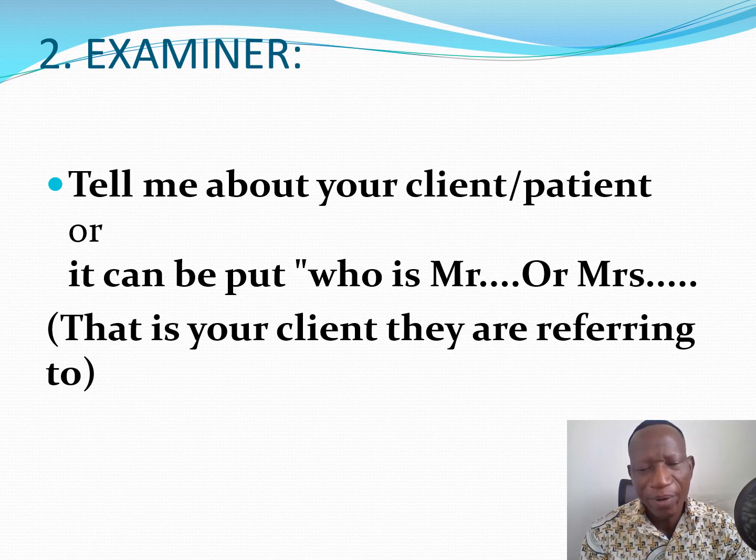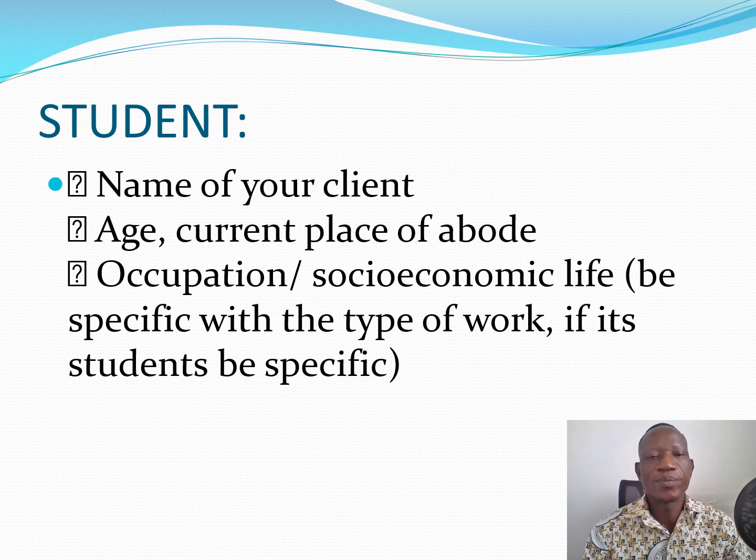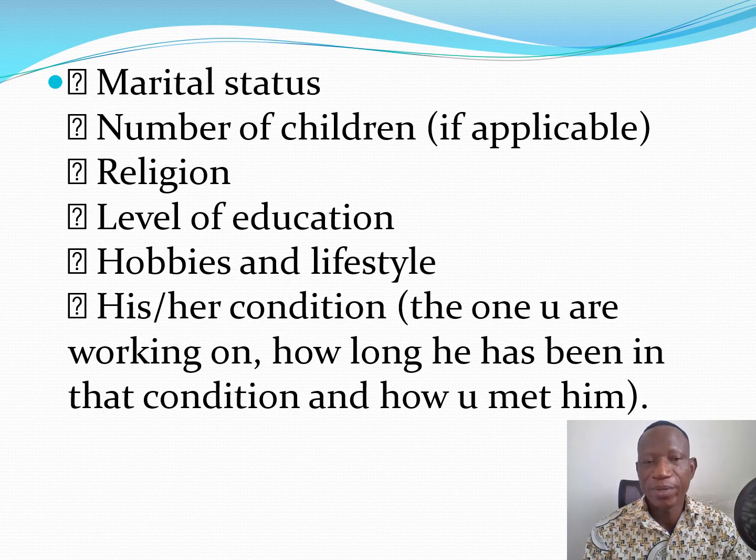They can ask you, can you tell me about your patient or your client? Or someone asks, who is Mr. AA, Mr. AB? They are referring to the client or patient you worked on. So you need to know much. As a student, you need to be able to tell the name of the client. If it is a matter of confidentiality and you don't need to mention the patient's name, you can use the abbreviation, Mr. AB, Mr. AZ. You should also mention the age of the patient, and the current place of abode where the client is staying. The occupation, the socio-economic lifestyle, that is the kind of work the person does. You should also be able to tell them whether the person is married, the number of children, the religion, the level of education, the hobbies and lifestyle.